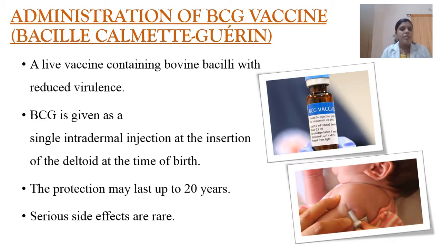The preventive measure is administration of BCG vaccine, that is Bacillus Calmette-Guerin. This is a live vaccine which contains bovine bacilli with reduced virulence. Virulence means the capacity of the organism to cause disease. Here the virulence power is reduced, and this vaccine is given as a single intradermal injection at the deltoid muscle at the time of birth. It is believed that this vaccine can give a protection up to 20 years and the side effects are very few and not reported much. So this is regarding BCG vaccination.